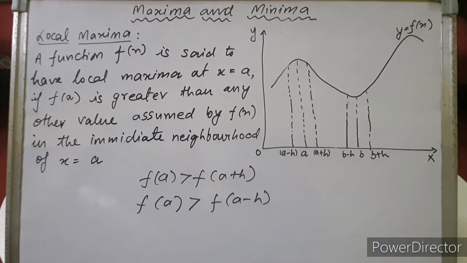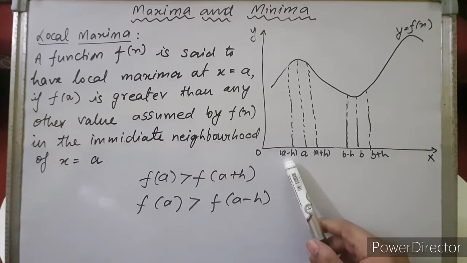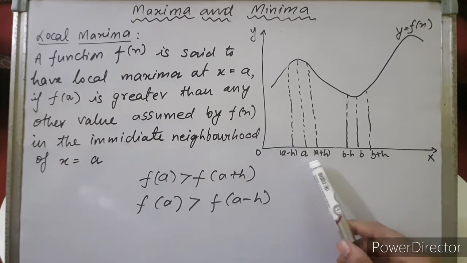It can also be defined as follows: a function f(x) is said to have a local maxima at x = a if f(a) is greater than any other value assumed by f(x) in the immediate neighborhood of x = a. Now what is the neighborhood of x = a? It could be a + h or a - h, right? Now you can see that the value of f(a) is greater than f(a + h) and f(a - h) as well, right? So these are the neighborhoods of a.